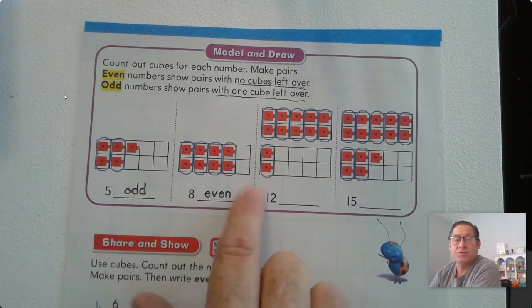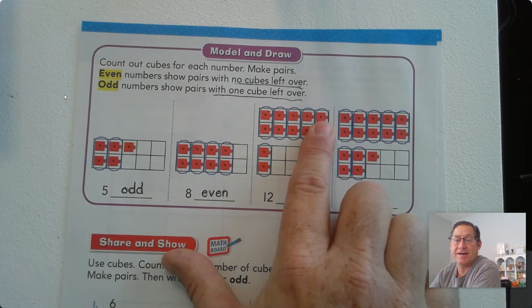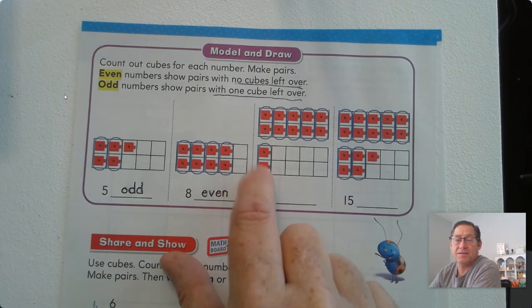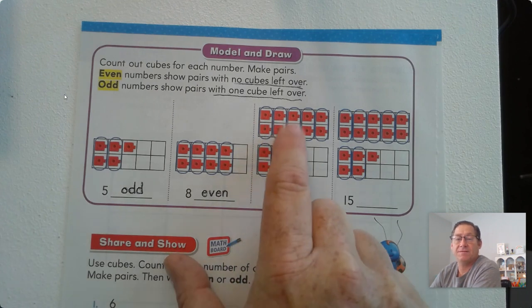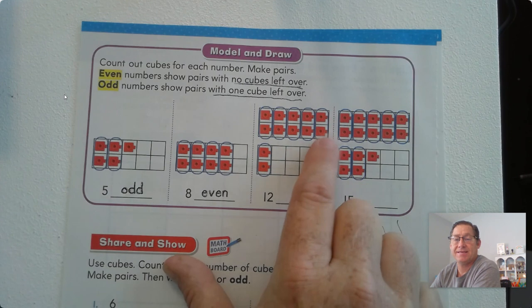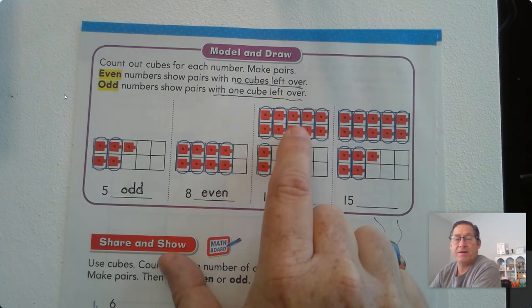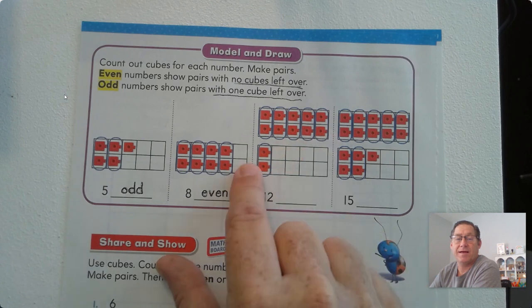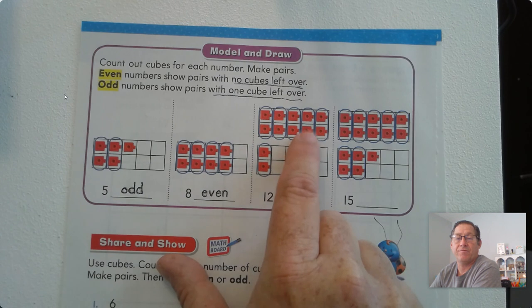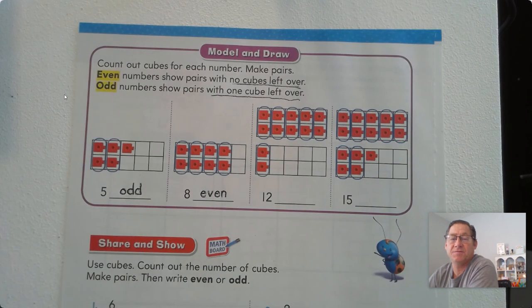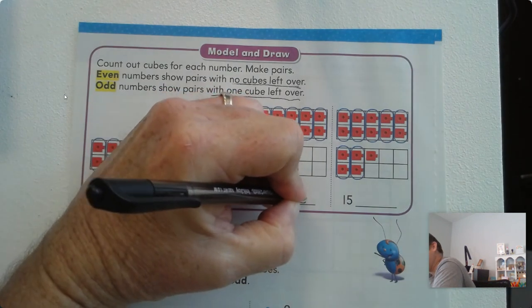Okay, so let's do 12. So we know this is a ten frame, right? So this is 10 already. And then 2 more, 11, 12. But let's go ahead and count them. 1, 2, 3, 4, 5, 6, 7, 8, 9, 10, 11, 12. Okay, I see every cube has a pair. I have 1, 2, 3, 4, 5, 6 pairs of 2. So 12 is even.